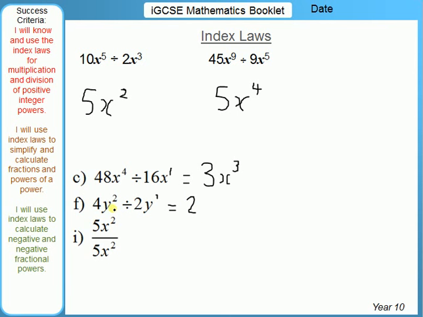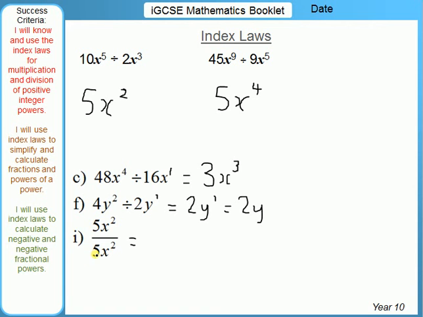Y squared divided by y to the power of 1 is y to the power of 1. And of course, we can rewrite this as 2y, y by itself. The next question, don't let this line confuse you. It still means divided, so we still treat it in the same way.